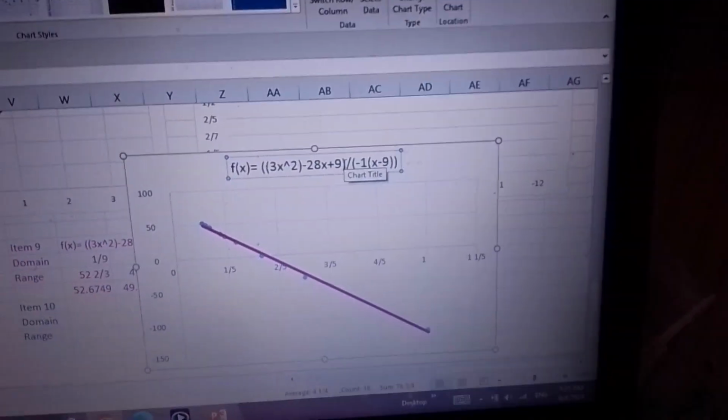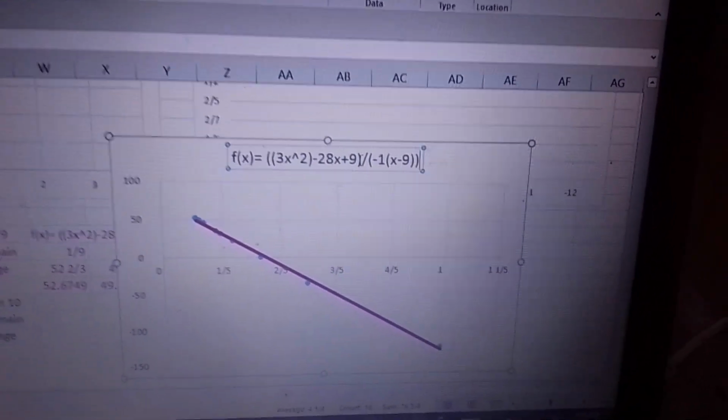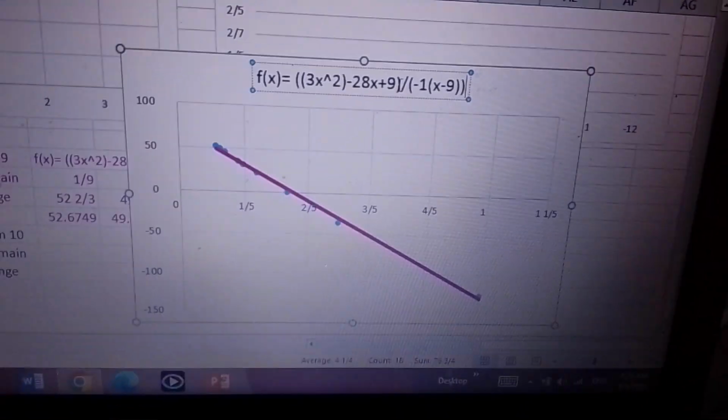I'm not so sure how I ended up with this type of equation, but I'll have to troubleshoot and find that out. So please wait for that update and I will update you soon.